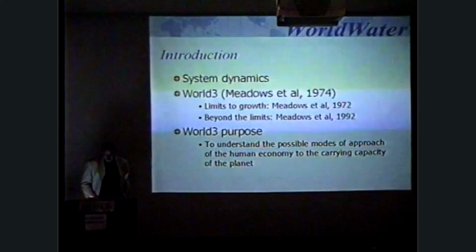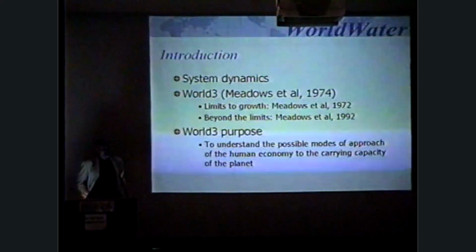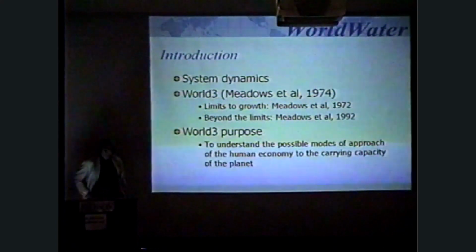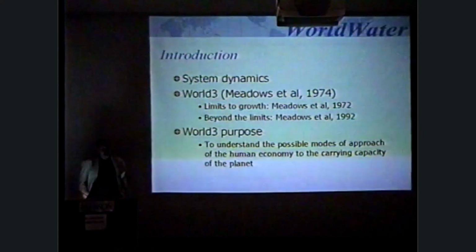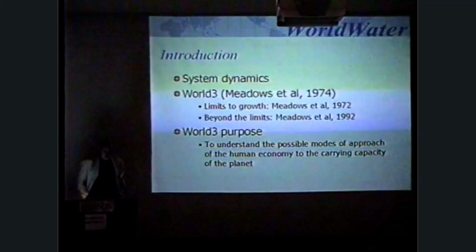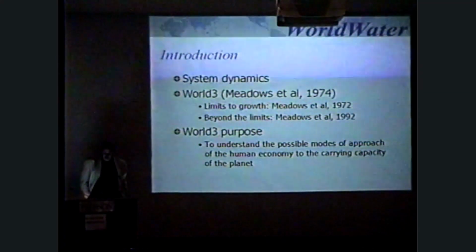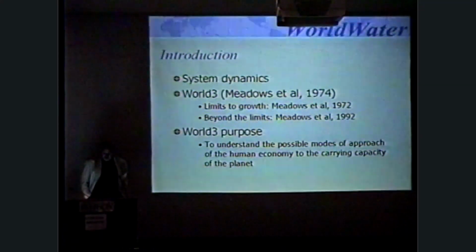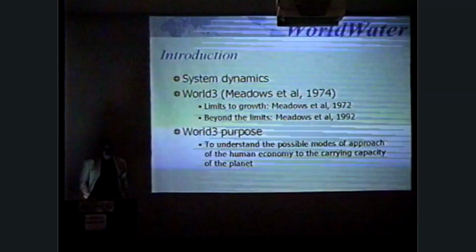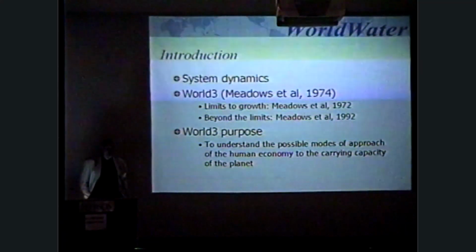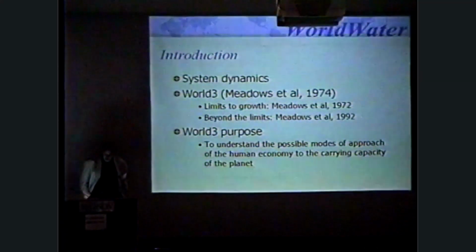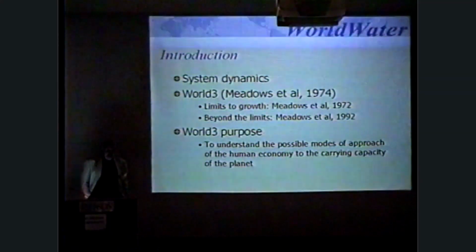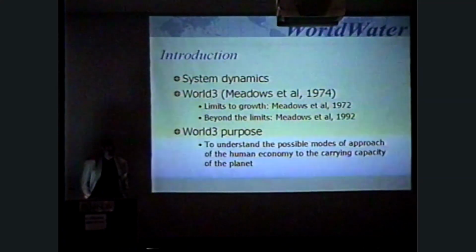So the main approach being used is system dynamics, and many of you are very familiar with the concept. The motivation came from the development of the World3 model developed by the MIT group through the work of Meadows and other collaborators, very well published and known through two books: Limits to Growth in 1972, as a consequence of the work of the Club of Rome, and the follow-up book in 1992, Beyond the Limits.